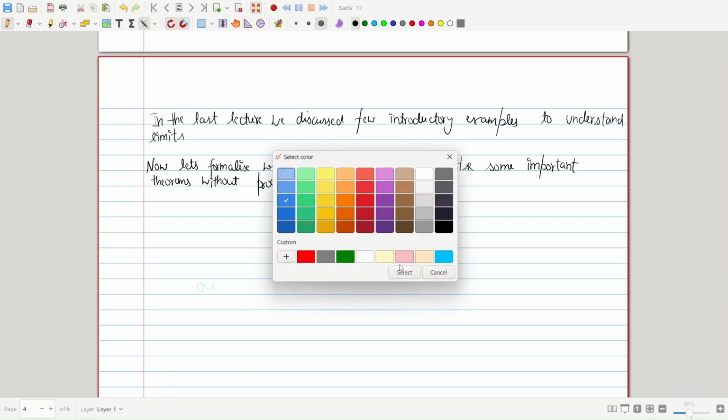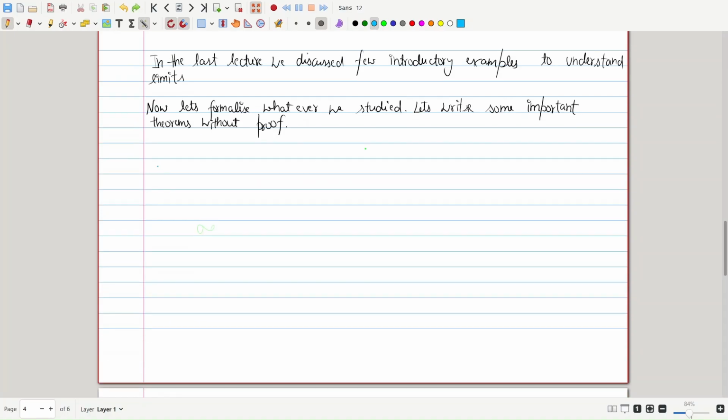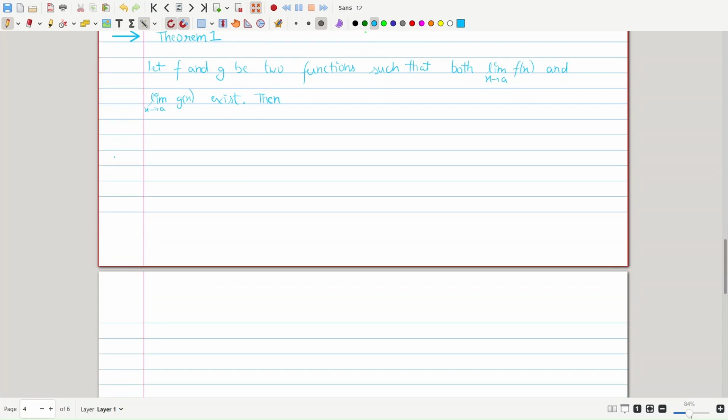So theorem 1. Basically these theorems are going to simplify our tasks, that's why it's important for us to learn about them. Let me change the color. Yeah, that's cool. Theorem 1. Let f and g be two functions such that both limit x tending to a f(x) and limit x tending to a g(x) exist. Then there are a few things if these conditions are met.